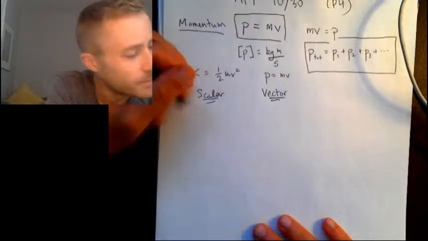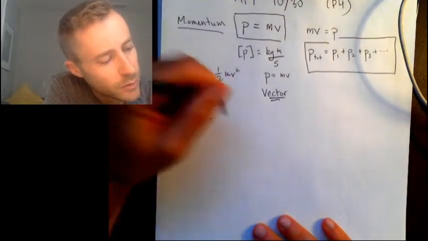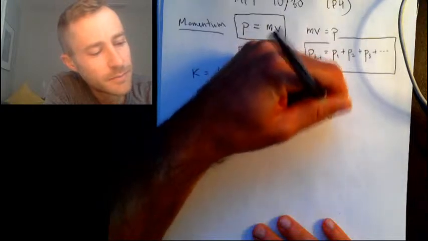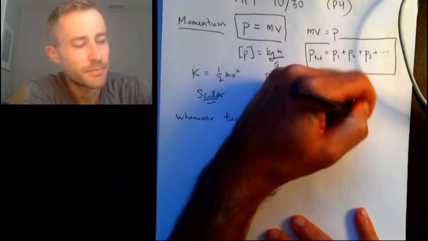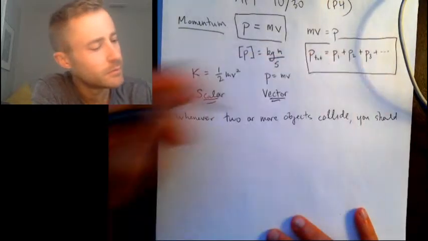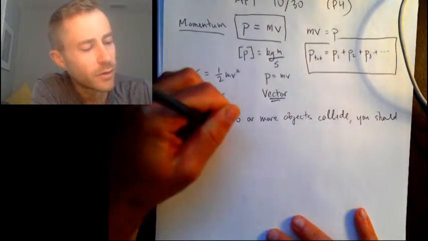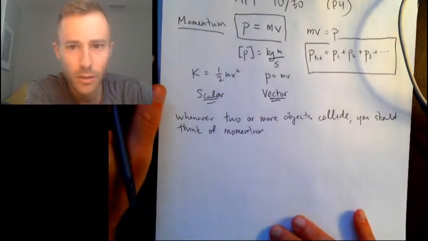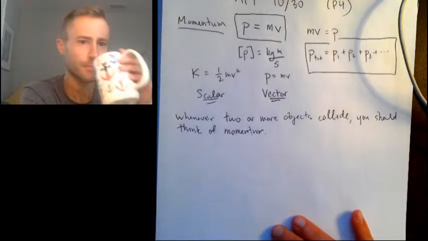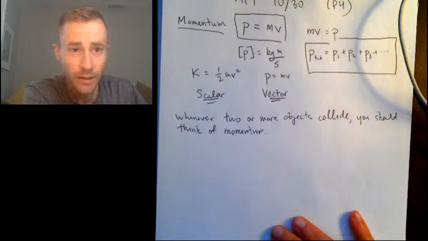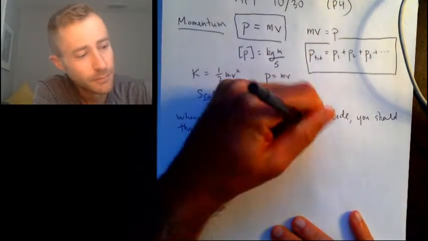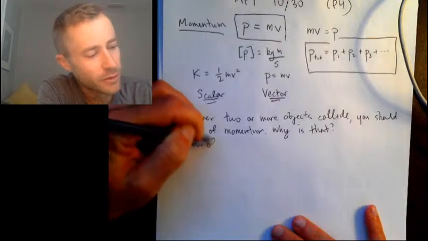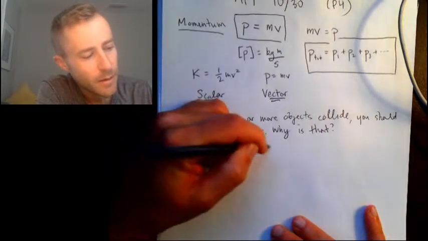So whenever two or more objects collide, you should think of momentum. Okay, so this is the type of scenario where momentum is the most useful, when two things are colliding, okay? Why is that? Well, it's because there is something called the law of conservation of momentum.